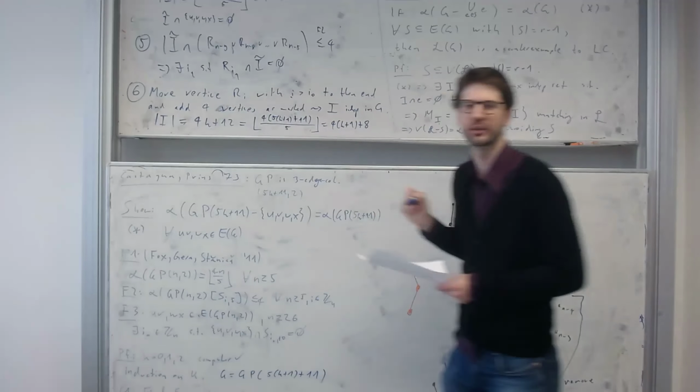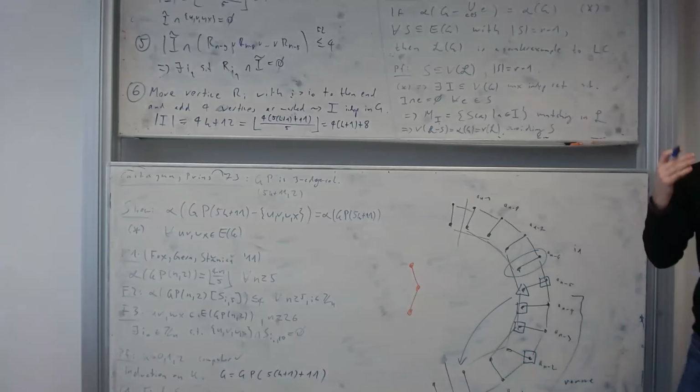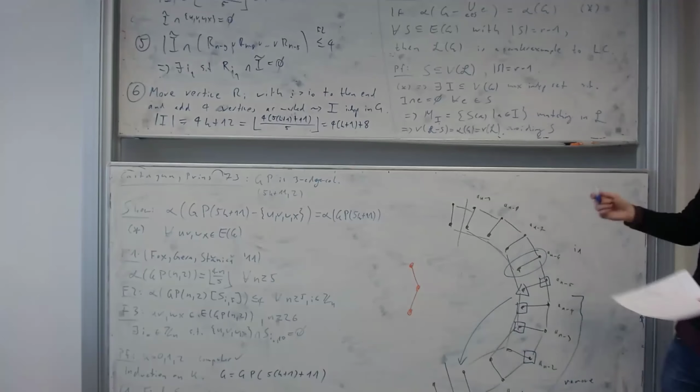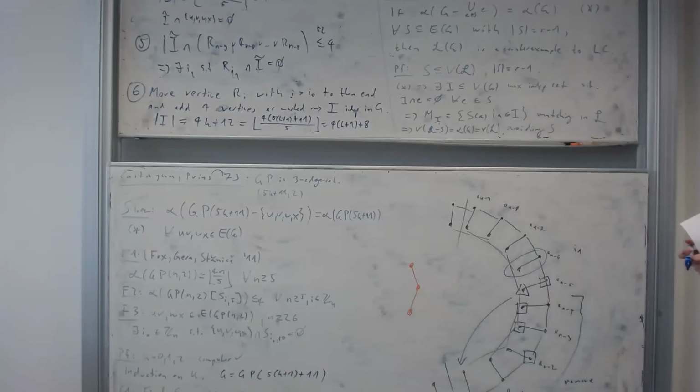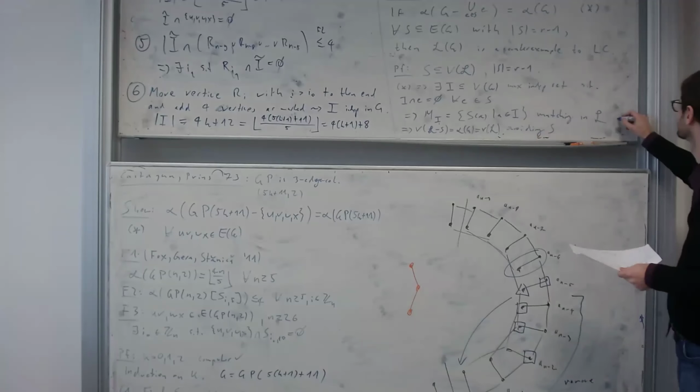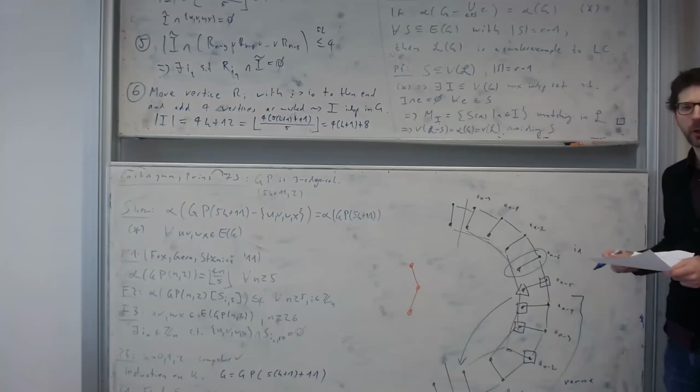This is what we needed to show, that the size of the maximum independent set still stays the same, even after removing these two edges. Right. So yeah, it's quite a simple, neat proof. And that's it. Okay.